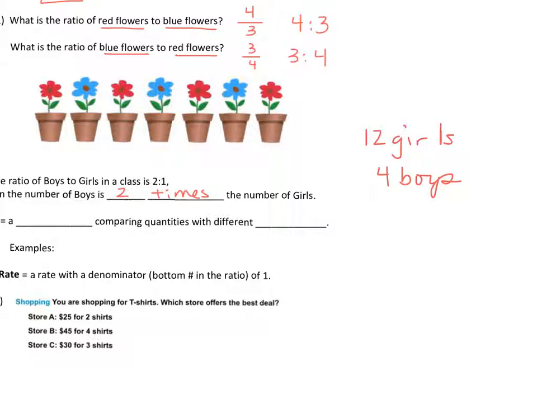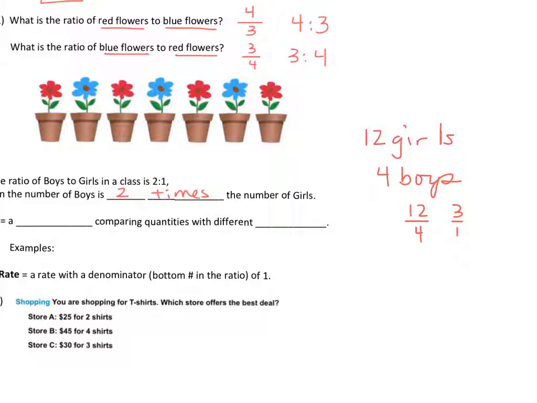Okay. So our ratio of girls to boys right now is what? 12 to 4. Okay, that is true. But here's what you do. If it's a 12 to 4 ratio, you always want to simplify your ratio. So it's actually a 3 to 1 ratio, which means there's 3 times as many girls as there are boys. You boys are outnumbered. If we switched it, the ratio of boys to girls would be a 1 to 3 ratio.